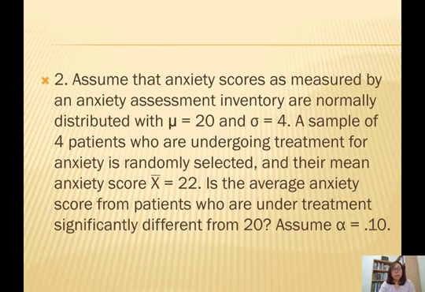In question 2, it says, assume that anxiety scores as measured by an anxiety assessment inventory are normally distributed with mu of 20 and standard deviation of the population of 4. So that's easy, right? The symbols are already there. A sample of 4 patients who are undergoing treatment for anxiety is randomly selected, and their mean anxiety score of X bar is 22. The question is, is the average anxiety score from patients who are under treatment significantly different from 20, the population mean? It says to assume alpha of 0.1.